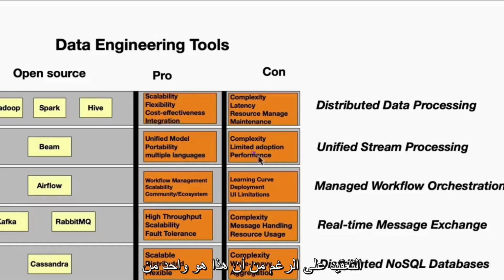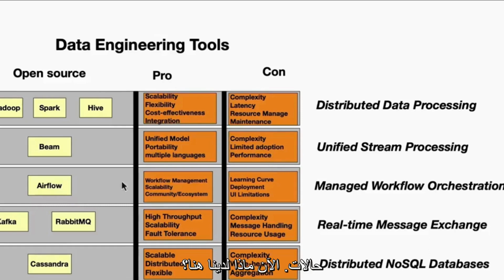Now, in terms of complexity, this is one of the downsides of Beam. Also, limited adoption. There are not as widely used runners, for example, with Beam, and then the performance can also be an issue because it's not as optimized as a dedicated batch or stream processing system for certain use cases.